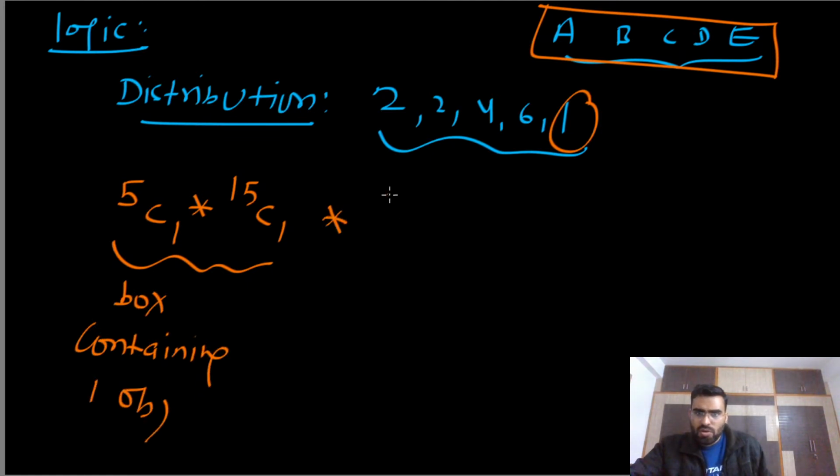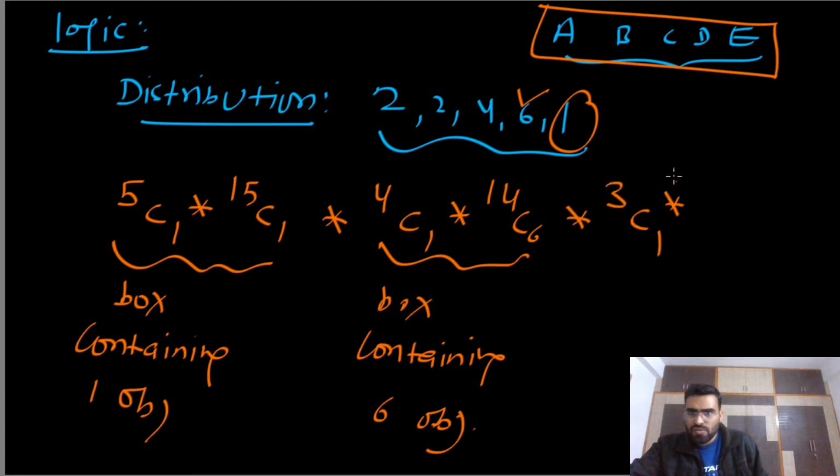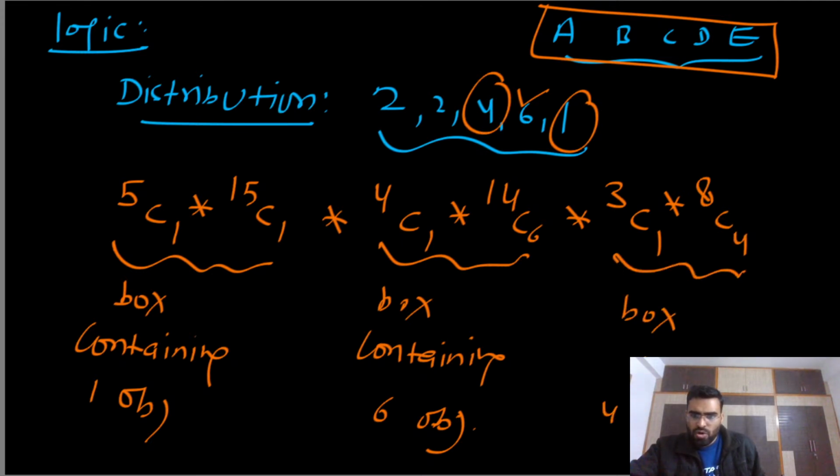Now from the remaining 4 boxes you select 1 box, and you give these 6 objects. So this will take care of the box containing 6 objects. Then from the remaining 3 boxes you select 1 box, and you give 4 objects. So this is your box containing 4 objects.